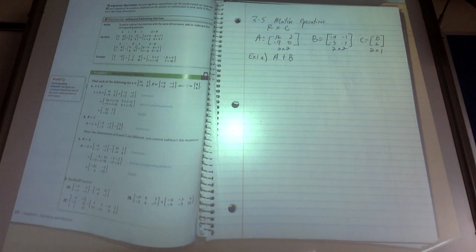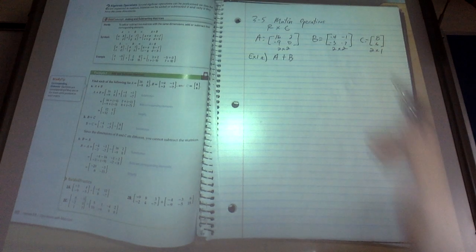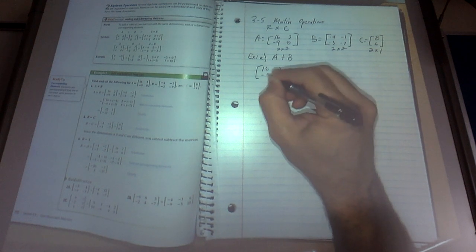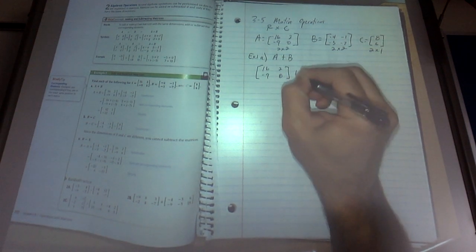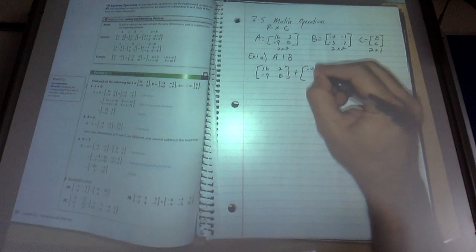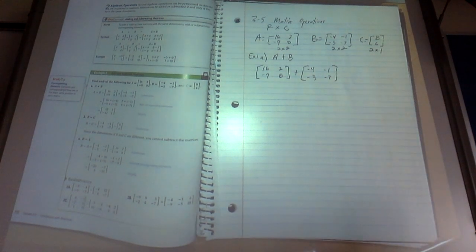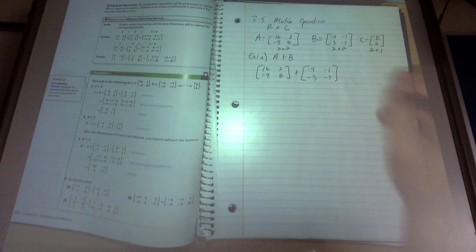That means add matrix A and matrix B together. All right, so again, matrix A, 16, 2, -9, 8, plus matrix B, -4, -1, -3, -7. Again, maybe double check and make sure you wrote them down right, because if you write them down wrong, then you're probably going to do the wrong math.